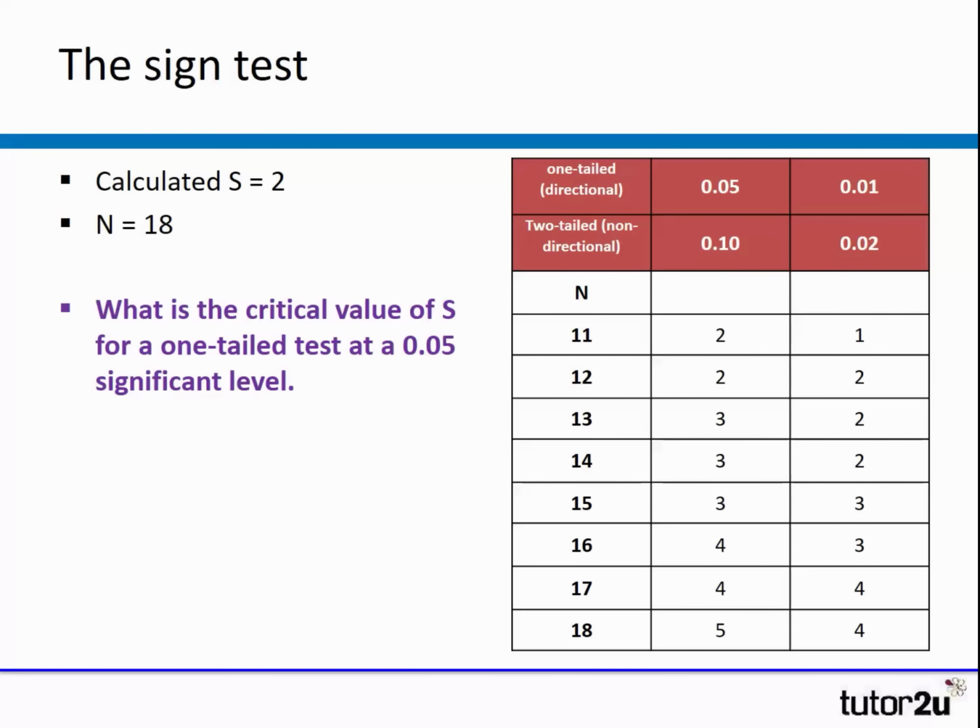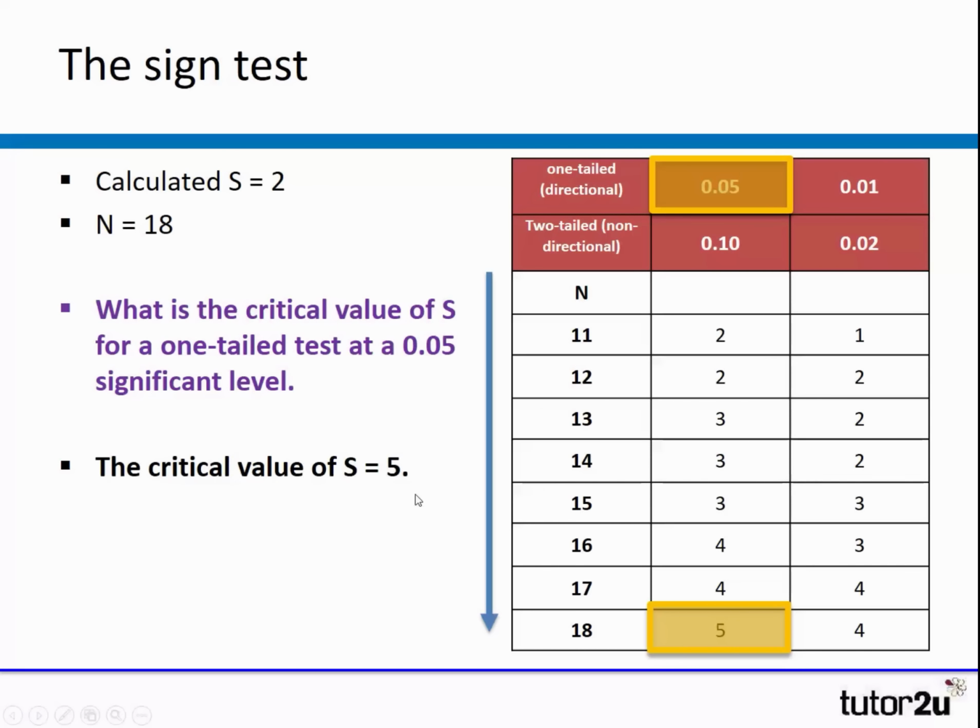They could ask you, what is the critical value of S for a one-tailed test? And I've changed the table here so we could work this out, okay? So we know our calculated value is 2, our N value is 18, so again we would apply exactly the same criteria. We would go up to 0.05 on the table. We're going to scroll all the way down now to 18, which means our critical value in this case of S is 5, okay? So the critical value of S equals 5.